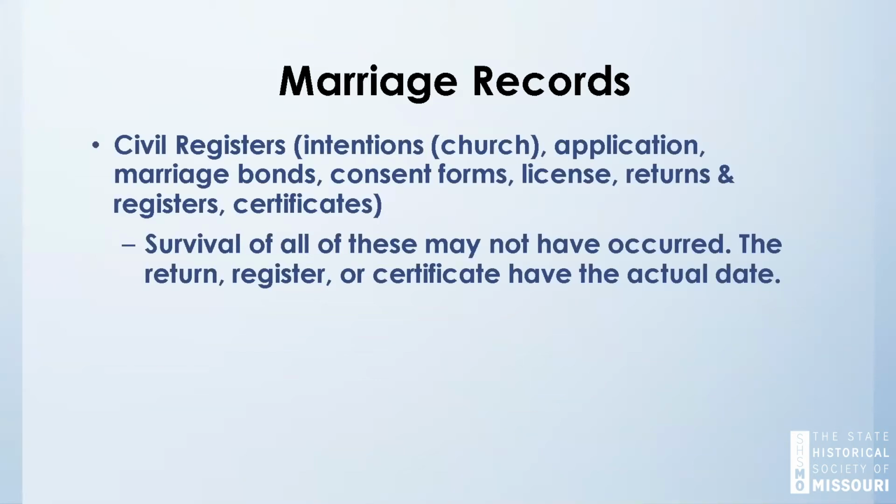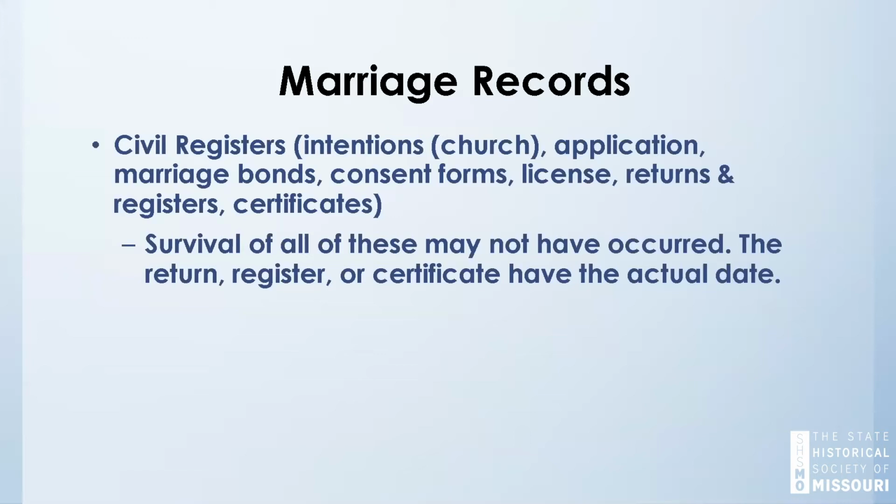For example, I know in Missouri and places, there was a license issued, there was an application before the license, and then oftentimes the minister or the justice of the peace would bring in a return or a copy of the register that they kept. So you'd have 3 different records for a marriage. Survival of all of these may not have occurred, though. You may have 1 or 2, or may have all 3. So the return, register, or certificate have the actual date.